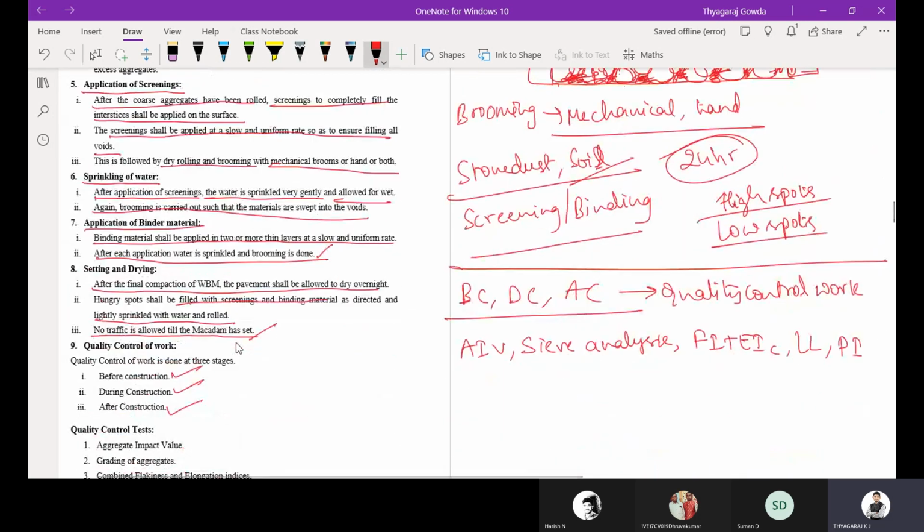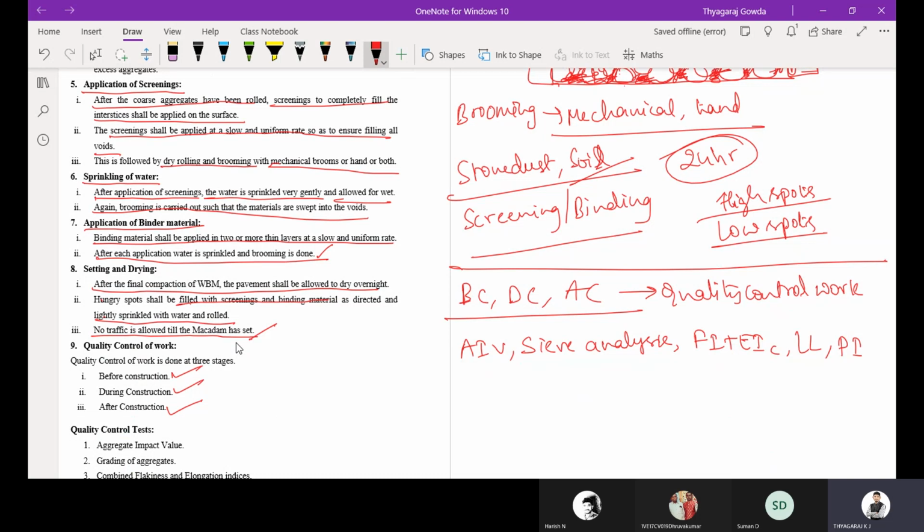Then application of screening. After rolling, you are going to apply the screening material over the aggregates and broom it so that the voids between the aggregates are filled with screening material. Then you are going to roll it. Then sprinkling of water. You are going to sprinkle the water so that the screening material gets wet and it will easily move into the aggregate voids.